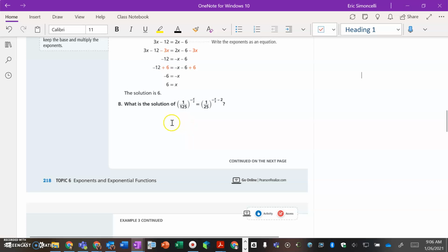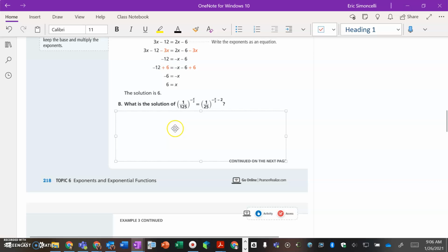Part B, what is the solution of 1 over 125 raised to the negative x over 2 equal to 1 over 25 raised to the negative x over 3 minus 2 power? A lot more interesting looking for sure because we've got fractions, but I want you to consider the possibility again of maybe us rewriting each base on either side of the equation such that they're identical to each other. That should be one of the main goals anytime you see a problem of this nature.